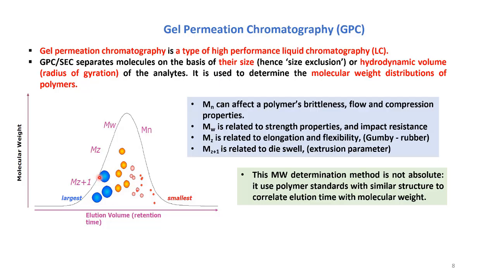On this side we get the largest molecule, and on this side we get the smallest molecule, and the separation happens in such a way that we get a Gaussian curve. This is used to determine the molecular weight. The determination is not absolute, but it is used with polymer standards of similar structure to correlate the elution time with the molecular weight.